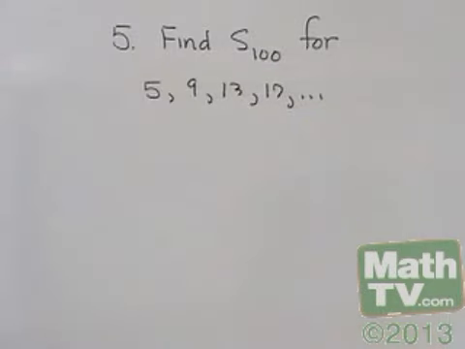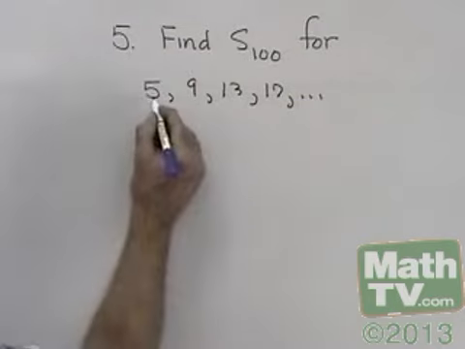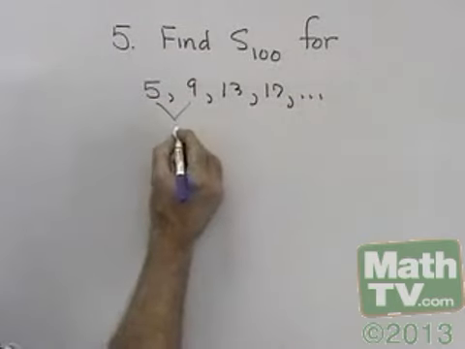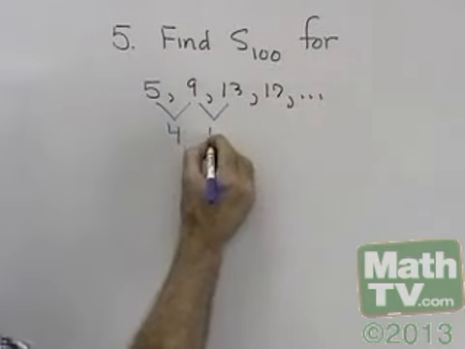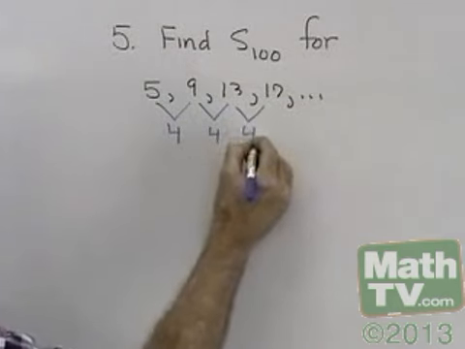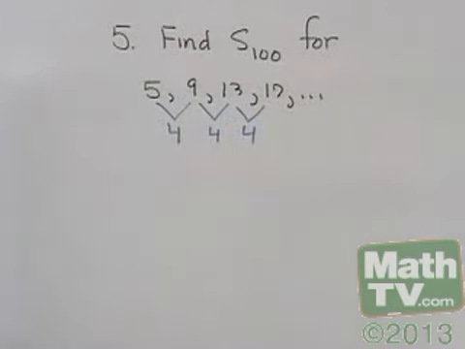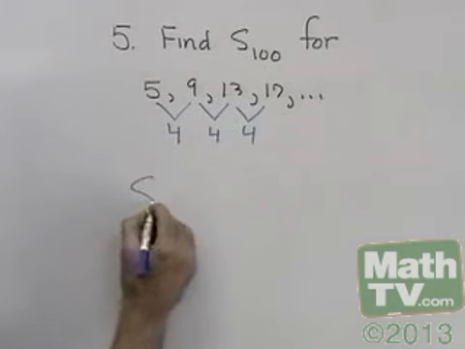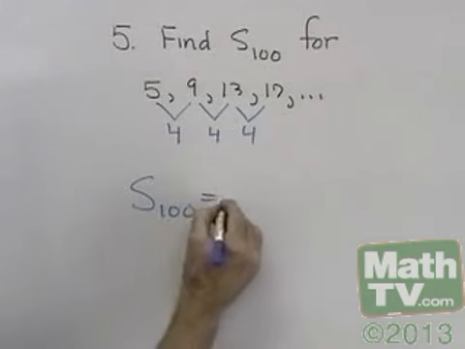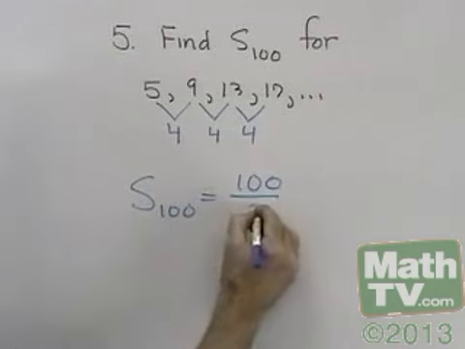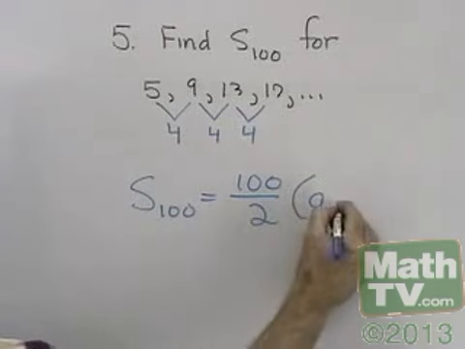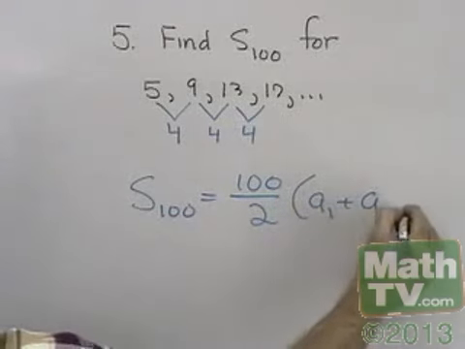So I want to find S sub 100 for 5, 9, 13, and 17. So first of all, I have the first term is 5. I need the common difference. Let's just check to make sure that this is in fact arithmetic. Yes, if I add 4 each time, adding 4 to each term gives me the next term. Now my formula for S sub 100, S sub 100 will be 100 over 2 times A1 plus A sub 100.